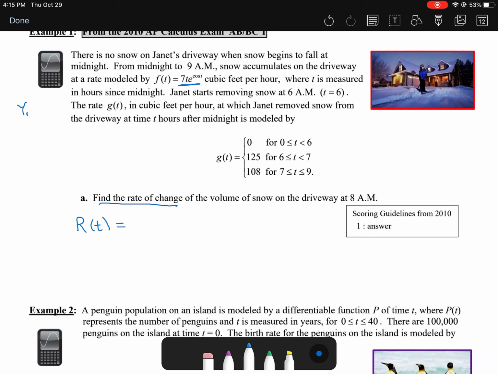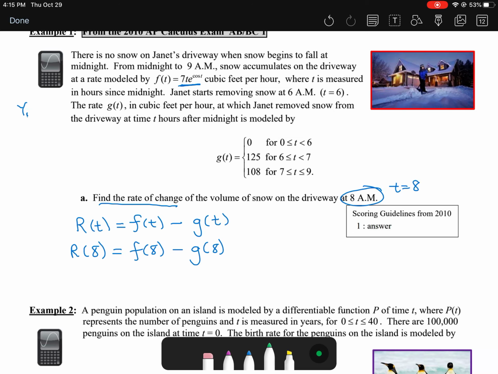Okay, so the rate, well, if you think about it, it is snowing and I am shoveling. So my rate in, the snow is falling down. The rate out, I am shoveling. So that would be f of t, my rate in, minus g of t, my rate out. Okay, well, I want to find it at 8 a.m. and since we started at midnight, this would mean t is equal to 8. So r of 8 would equal f of 8 minus g of 8.